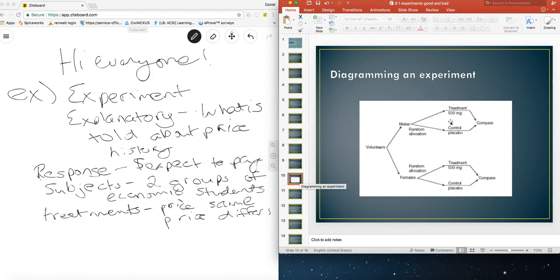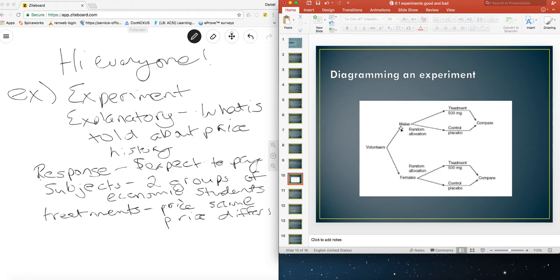Okay, so this is what we are going to be playing around with. This is called diagramming an experiment. And there's some important things I want to point out. First of all, normally we start with volunteers, because normally we don't tell people, hey, you have to be in an experiment. And you can break it up however you want.